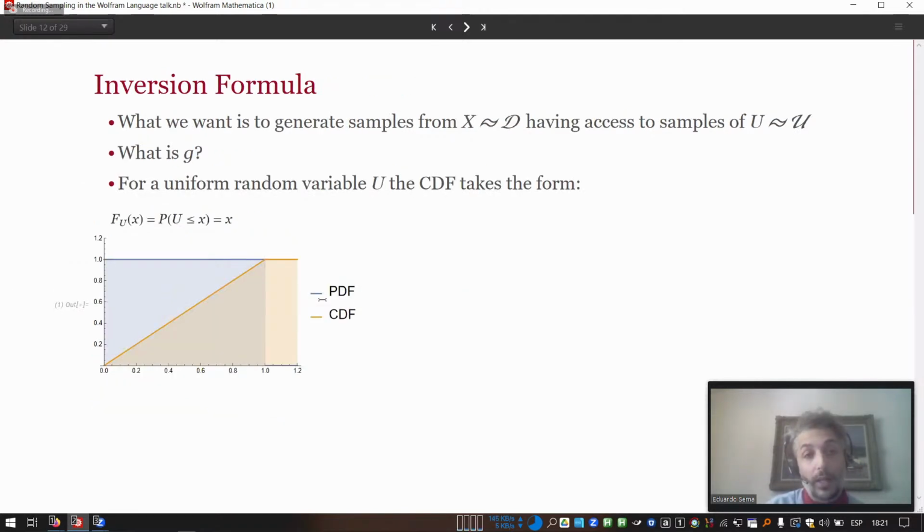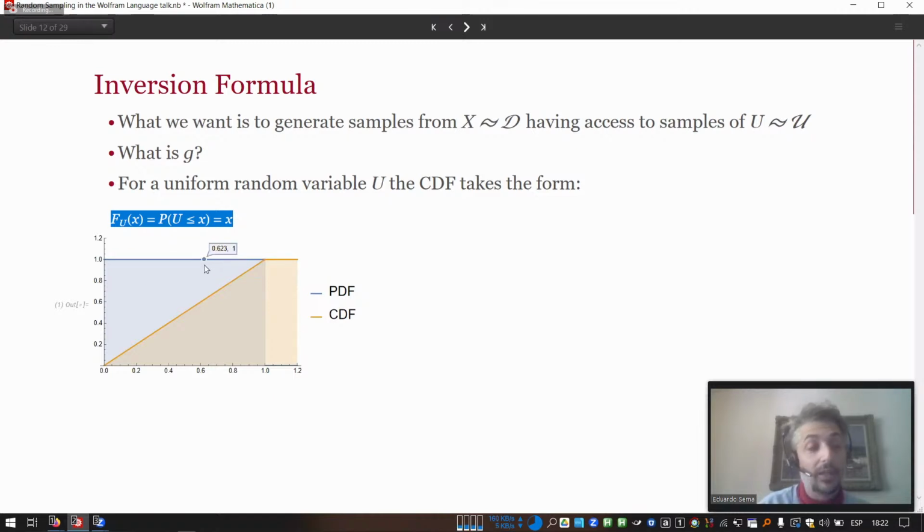So let's look at what's called the inversion formula now. What we want is to generate samples from a distribution D, having access to samples from the uniform distribution. We want to figure out what's the G, the transformation we need to apply, to get there. For a uniform random variable, I hope it's not hard to see that the CDF is just the identity function. This can be seen by looking at the PDF, which is just a horizontal line because it's the same everywhere.